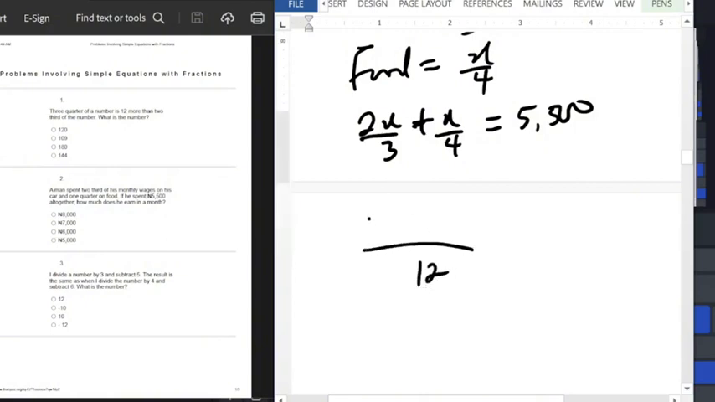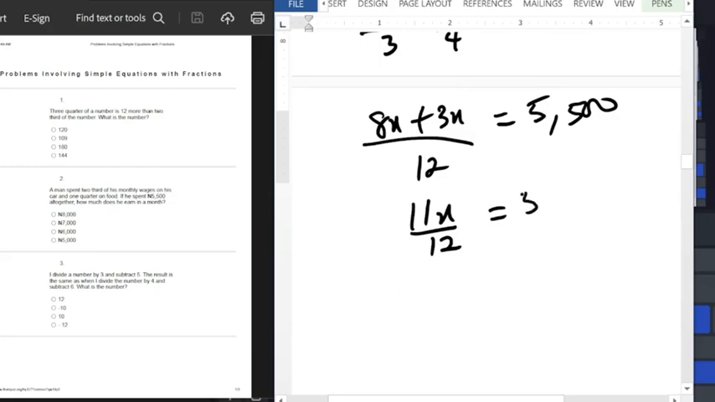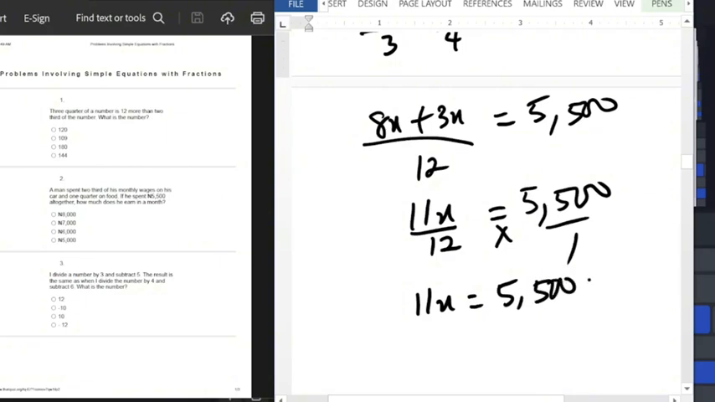3 in 12 is 4. 4 times 2 is 8x. Plus 4 in 12 is 3, times x, that's 3x, equals to 5,500. So this gives 11x over 12 equals to 5,500. So we can cross multiply and make this one over 1. That is 11x equals to 5,500 multiplied by 12. Divide both sides by 11.